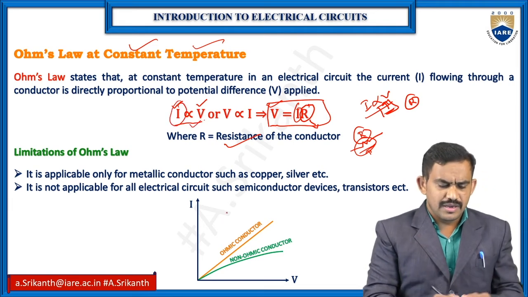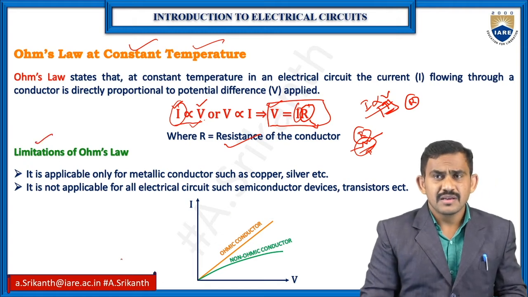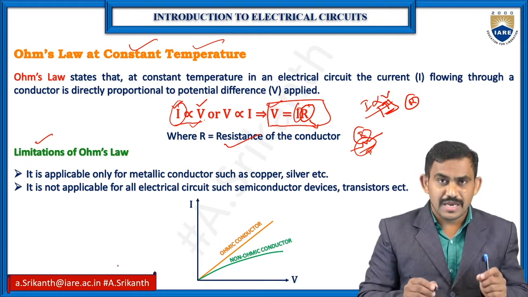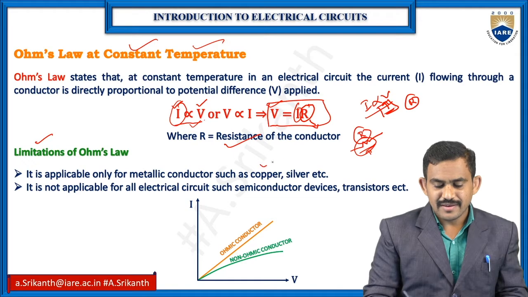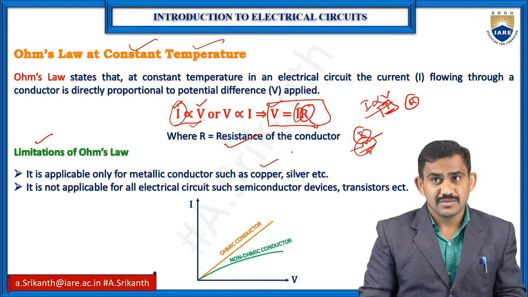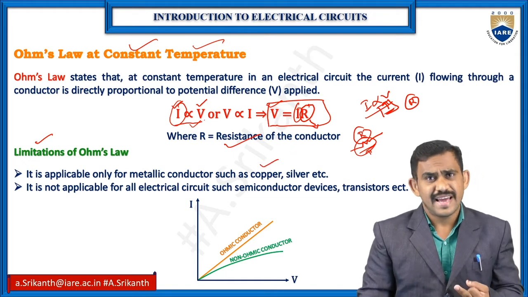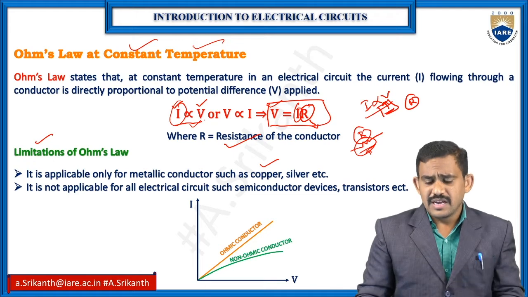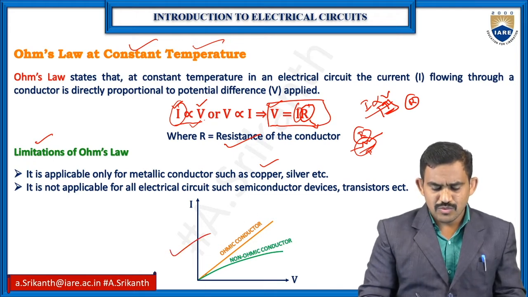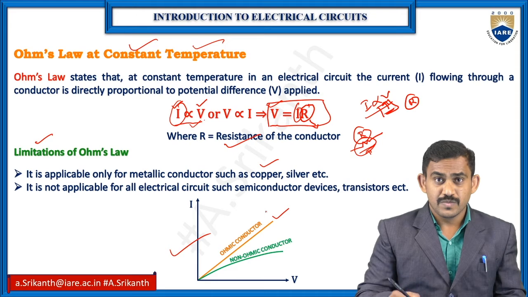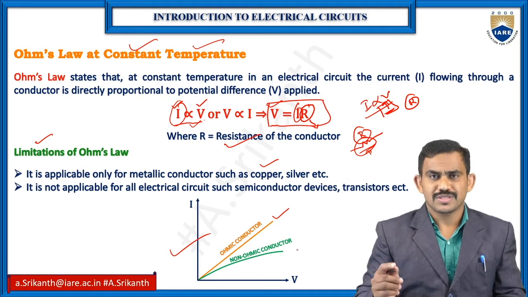And we have some limitations for this Ohm's law. It is only applicable for silver and copper type of conductors, not transistors, diodes, IGBTs. Clear? You can observe this waveform also. Ohmic conductor means both voltage and current are proportional to each other. Not ohmic means not proportional.